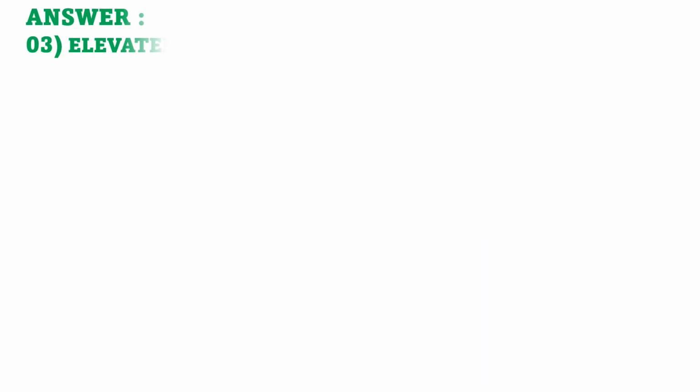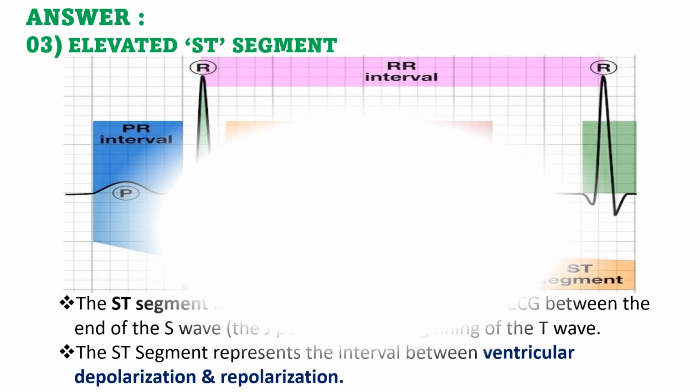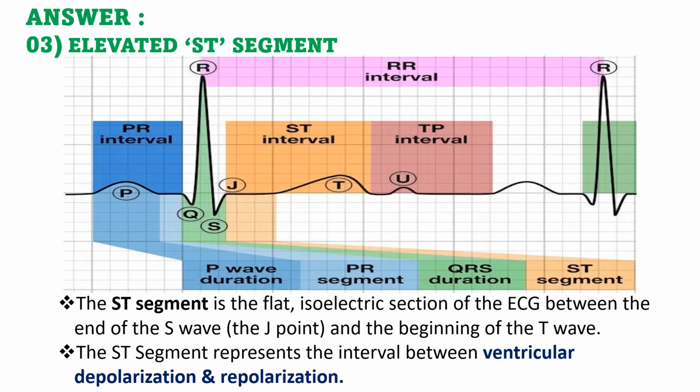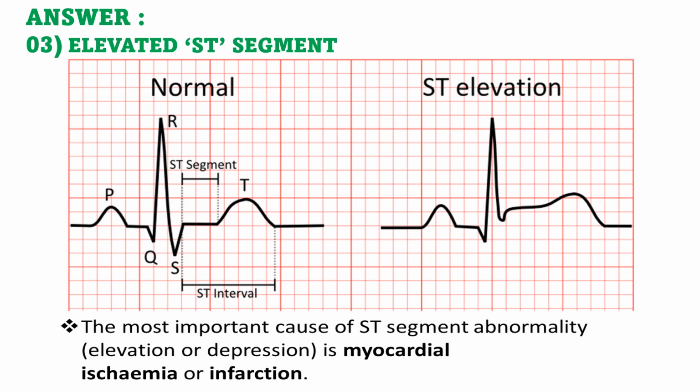So before I talk to you about the elevated ST segment, we should know what an ST segment is. As you can see in this ECG, the ST segment is the flat isoelectric section of the ECG which starts at the end of the S wave, which is known as the J point, and extends up to the beginning of the T wave here. So now the question comes, what does the ST segment represent? The ST segment represents the interval between the ventricular depolarization and the repolarization.